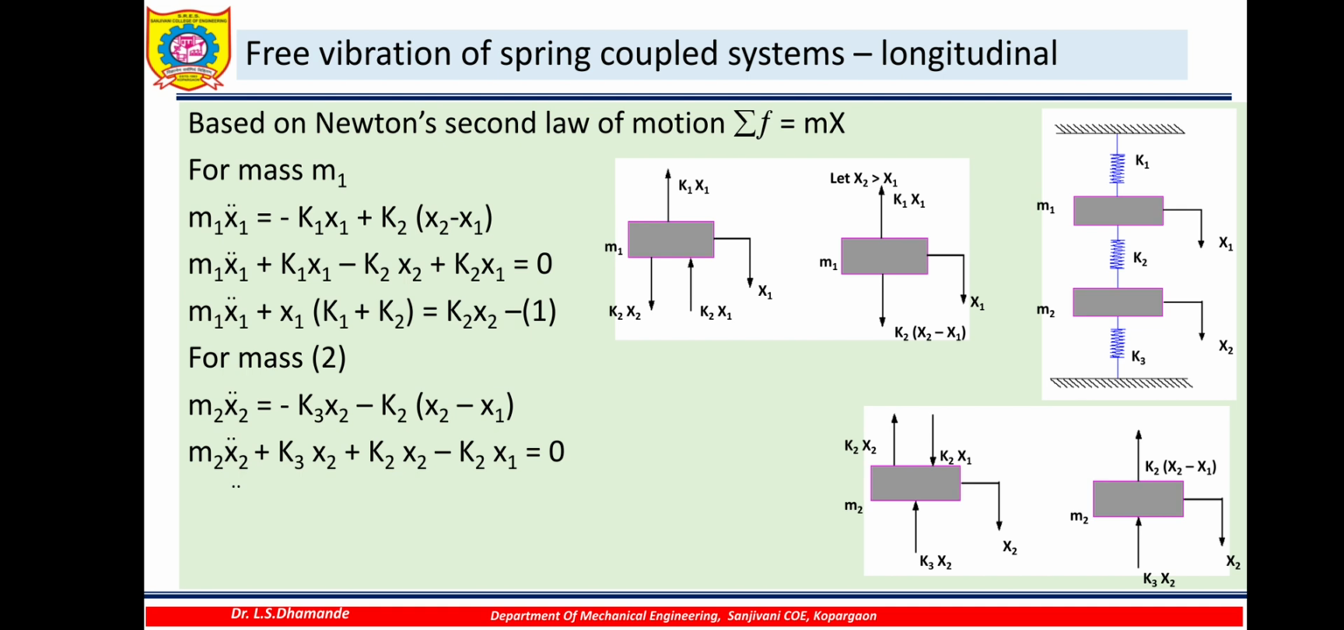So it becomes k2 into x2 minus k2 into x1, and then I will again separate the terms of x1 and x2. So it becomes x2 in bracket k2 plus k3 equal to k2 x1. So I have just separated k2 x1 to the right side. Since it is an equation of mass 2, I have taken the terms of x2 on the left hand side and x1 on the right hand side. While in this case it was for mass m1, so I have taken the x1 term on the left side and the x2 term on the right hand side.